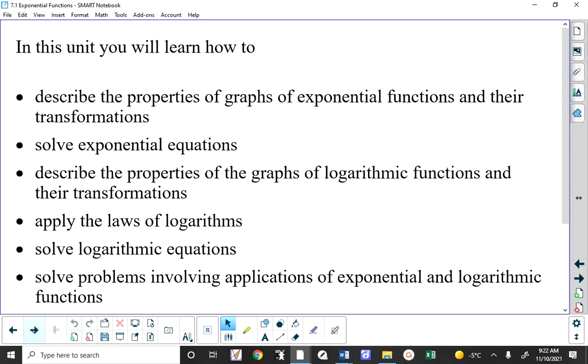Then we're going to repeat the whole process with logarithms. When we learn about basic exponential functions as graphs, we're going to learn about basic logarithmic functions as graphs. When we learn about transformations of exponential functions, we're going to do the same thing with transformations of logarithmic functions. And we're going to be solving logarithmic equations. And wedged in between there, in order for us to solve logarithmic equations, we need to know how to apply what are called the laws of logarithms.